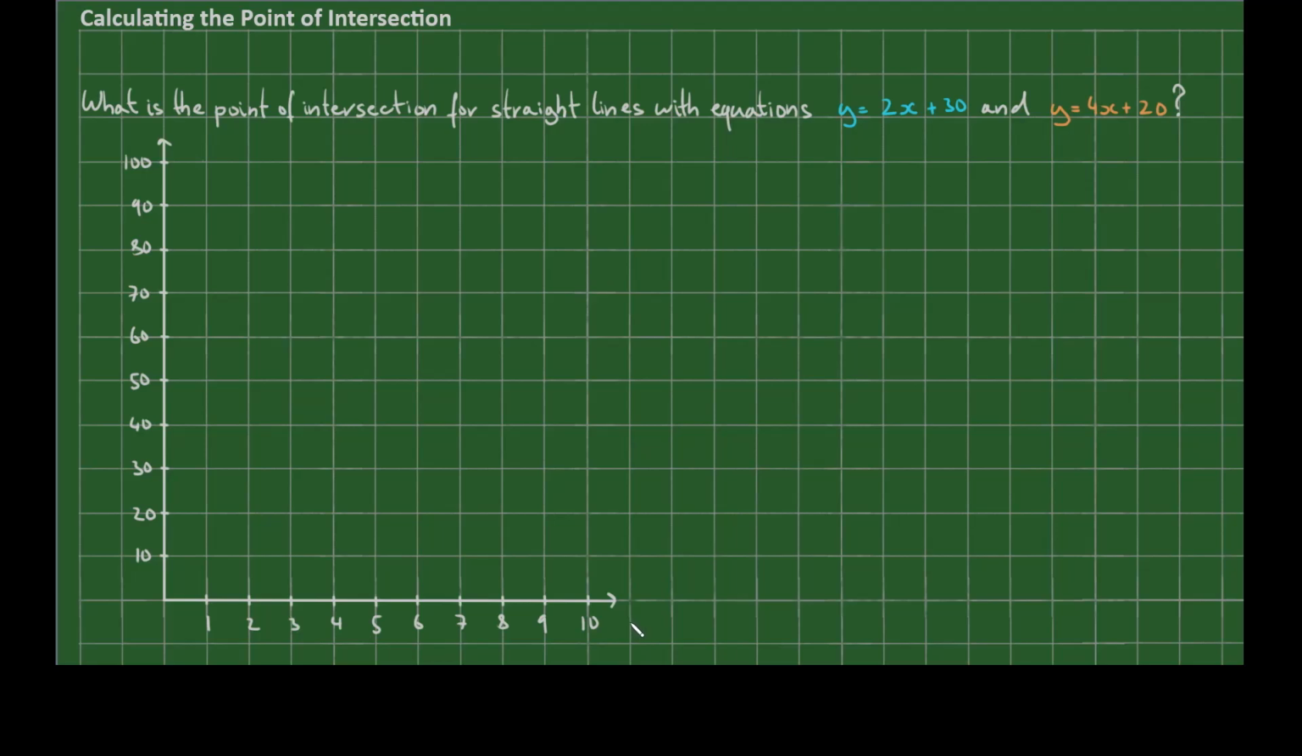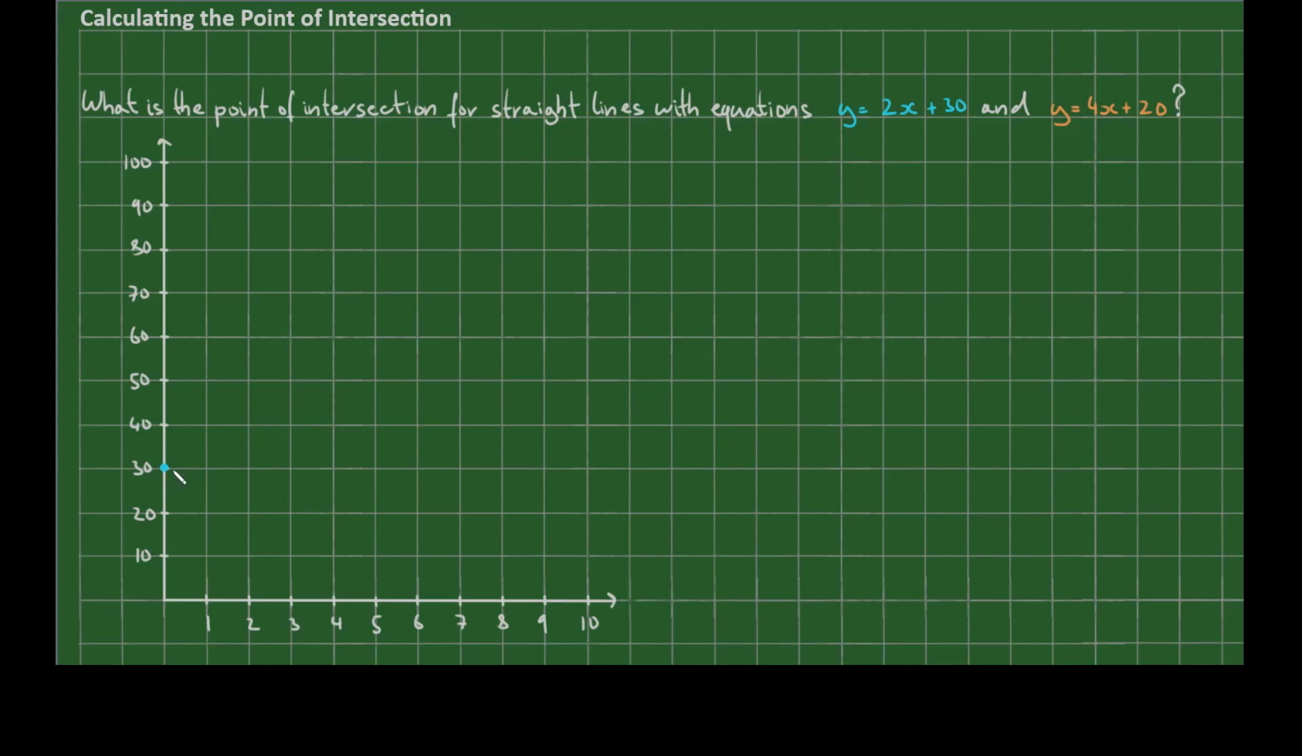To plot any straight line, I need at least 2 points. Let me deal with the blue line first. Based on the equation alone, I know that the y-intercept for the blue line is at 30, so I can already plot that point. Now I need a second point. In other words, I need to pick a random x value and calculate the corresponding y value using the blue equation. What x value should I pick? It does not really matter.